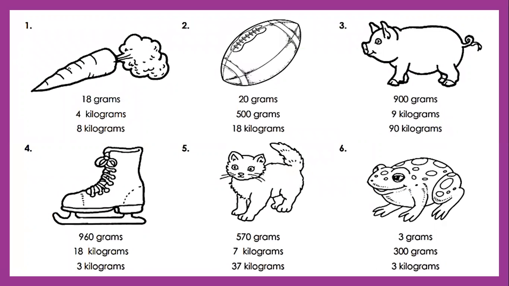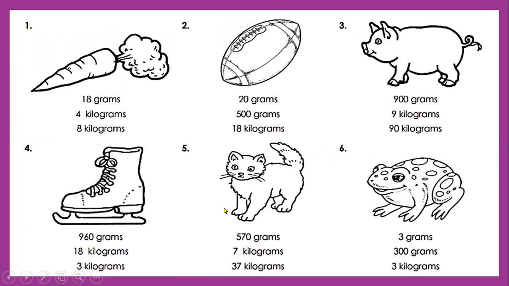So here we have more objects. The carrot is 18 grams, 4 kilograms or 8 kilograms. So you have to choose the best unit, okay? What do you think, is the carrot heavy or light? If the carrot is light, you have to choose grams. So it can be 18 grams, not 4 kilograms or 8 kilograms.